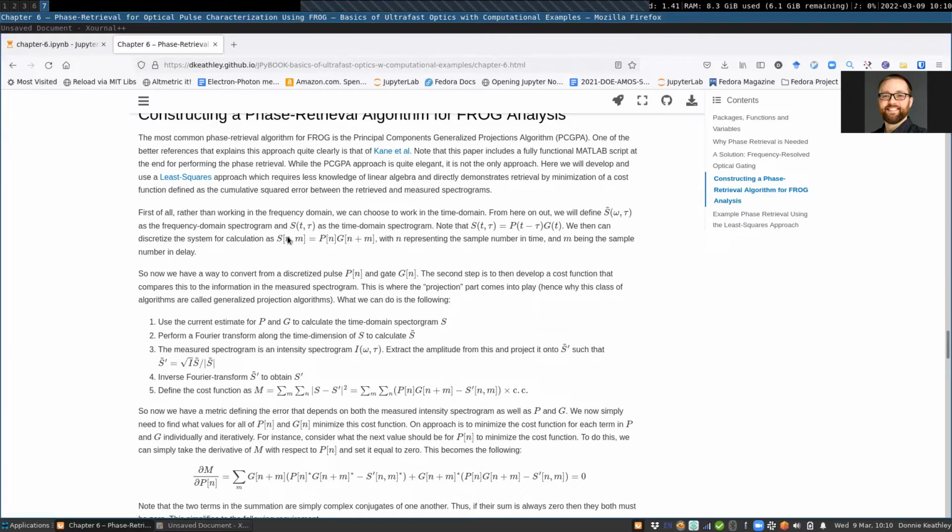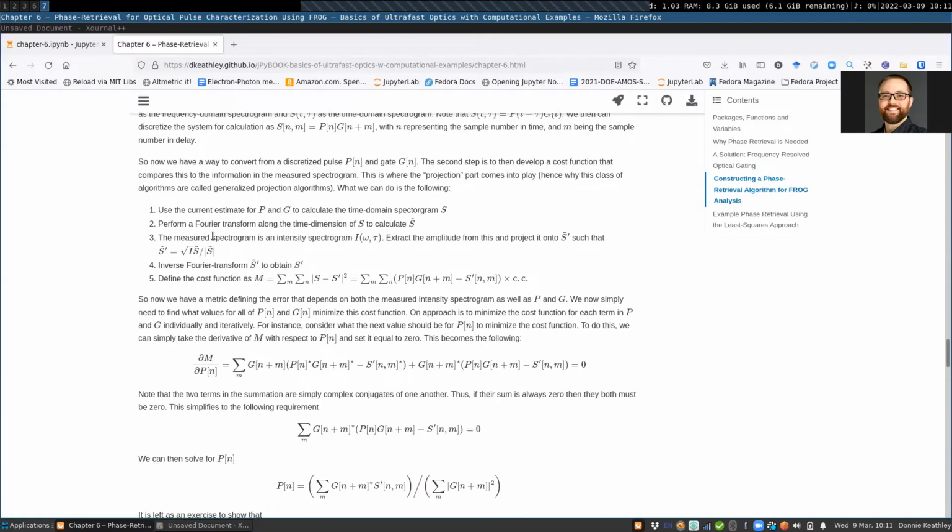So n is the sample number in time, m is the sample number in delay. And so I can write this as P of n times G of n plus m. If you notice, it's the same thing. I've shifted this minus delay here to a plus delay on this G term. The reason that's a little bit easier to deal with is because normally we start with sample 0 and go up to some maximum sample. We can't sample forever, right? In our computer, we can only store so many data points, so we have a limit to how many samples are even possible.